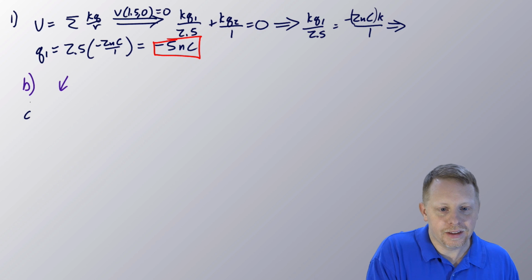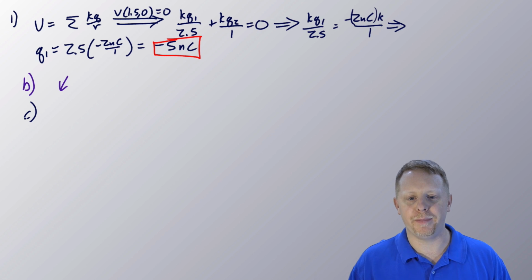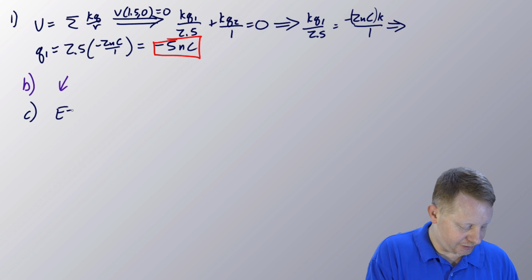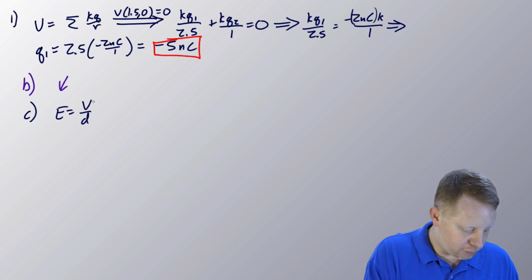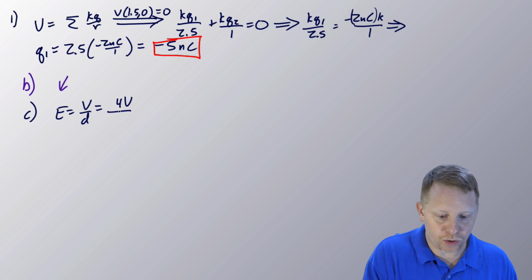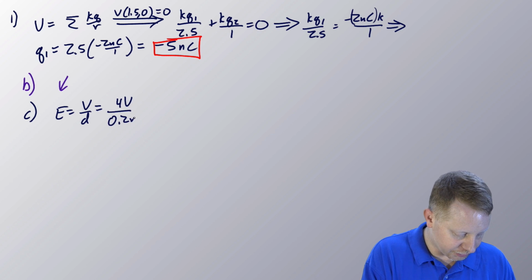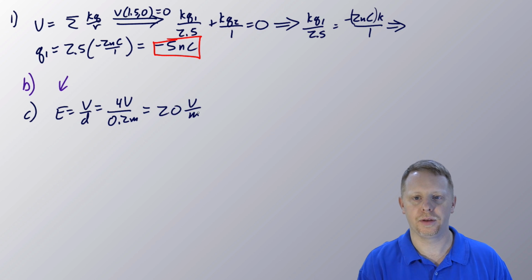All right. Calculate the approximate magnitude of the electric field strength at point D on the diagram. Well, if we're doing that, I would approximate this as the potential difference divided by the distance, which would be 4 volts over 0.2 meters, or about 20 volts per meter.